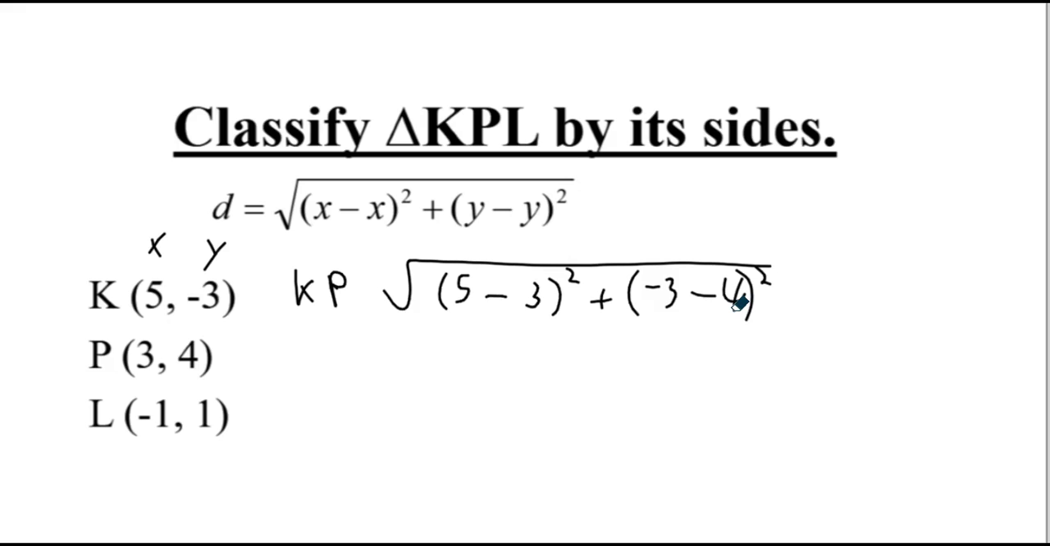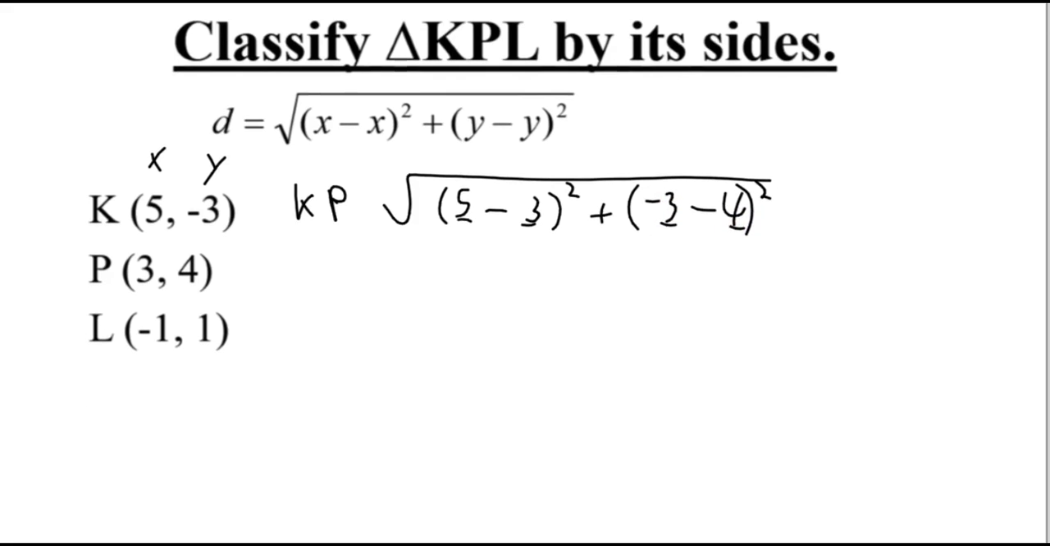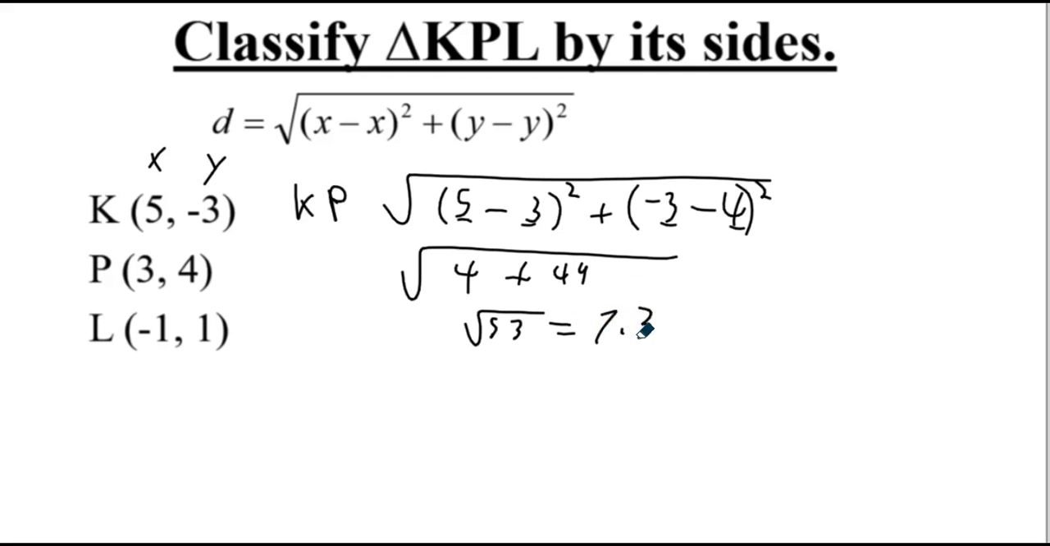So K, P, K, P. And I'm just going to crunch those numbers. So 5 minus 3 is 2, squared is 4. Negative 3 minus 4 is negative 7, squared is 49. So that's the square root of 53. So I type that in my calculator and I do the square root of 53. I get 7.28, so we're going to put 7.3. That's KP.